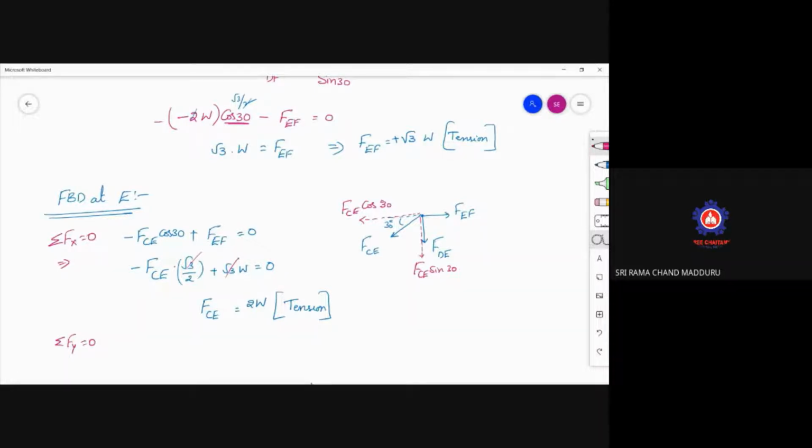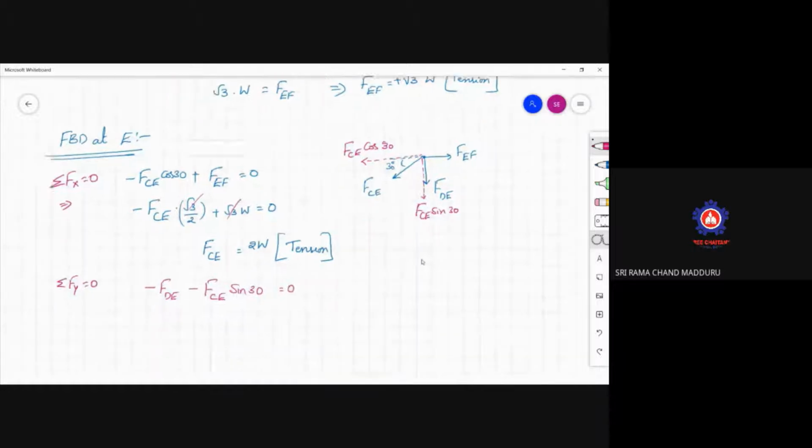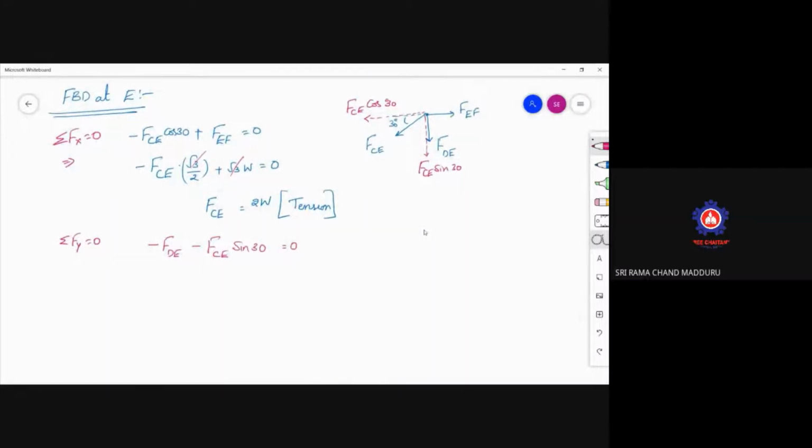Now sigma Fy is 0: minus F DE is coming in the downward direction, minus F CE sin 30 equal to 0. Minus F DE minus F CE sin 30 is equal to 0. Substitute here minus F DE minus 2W by 2, since sin 30 is 1 by 2. So here F DE is nothing but minus W, which is under compression.